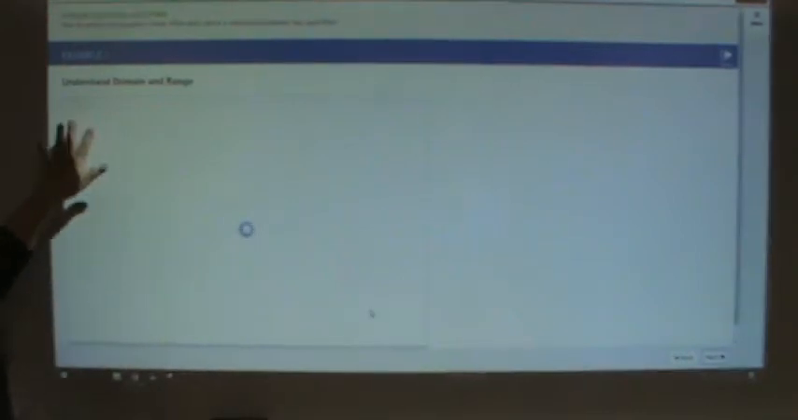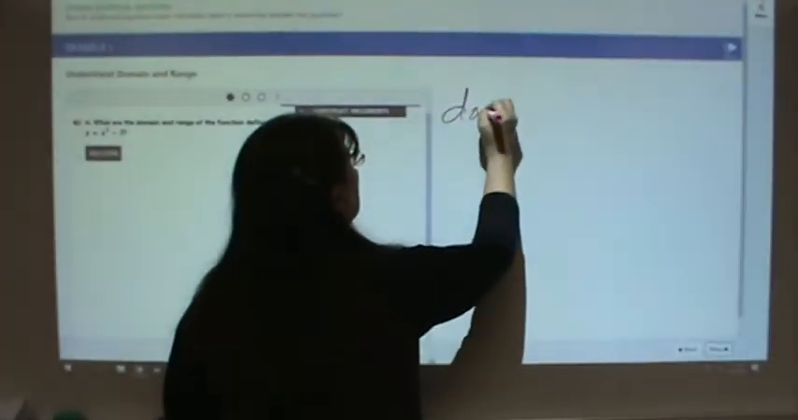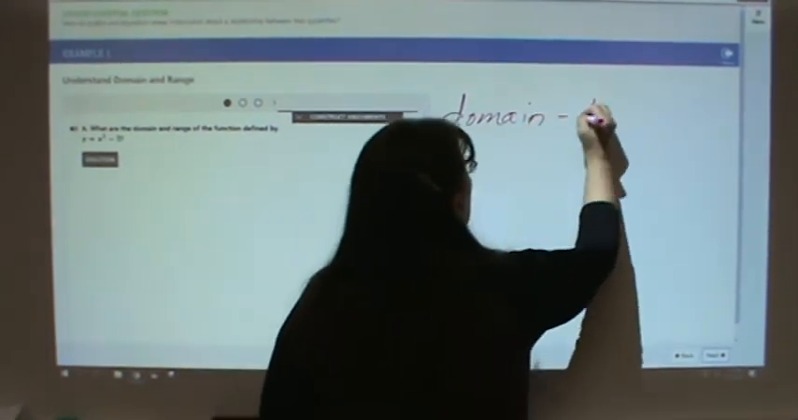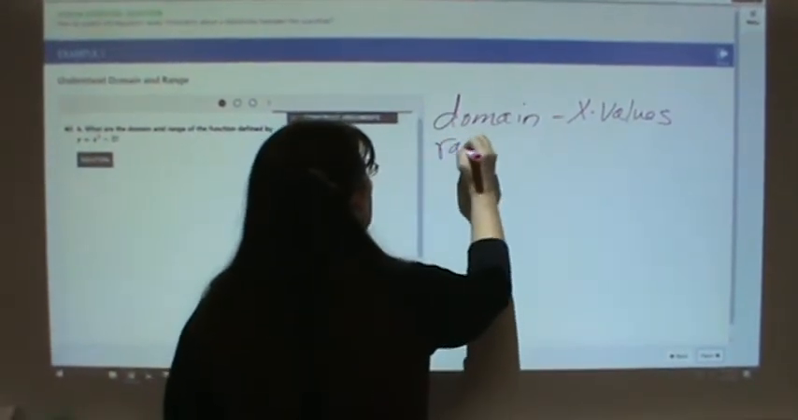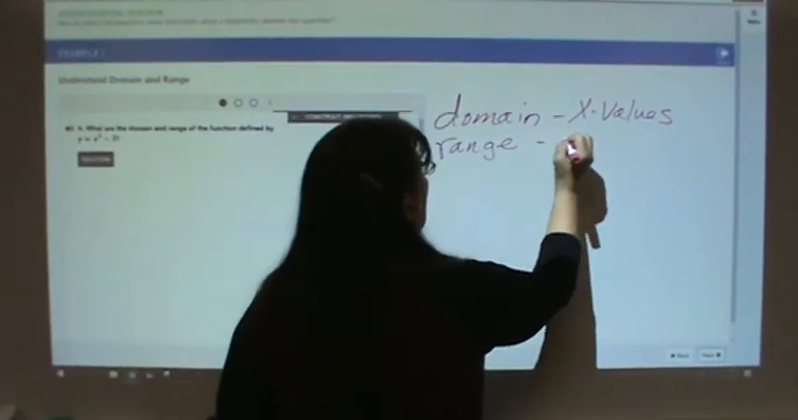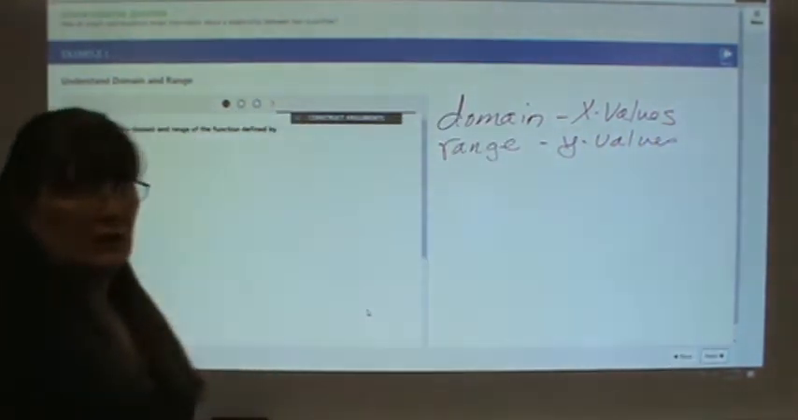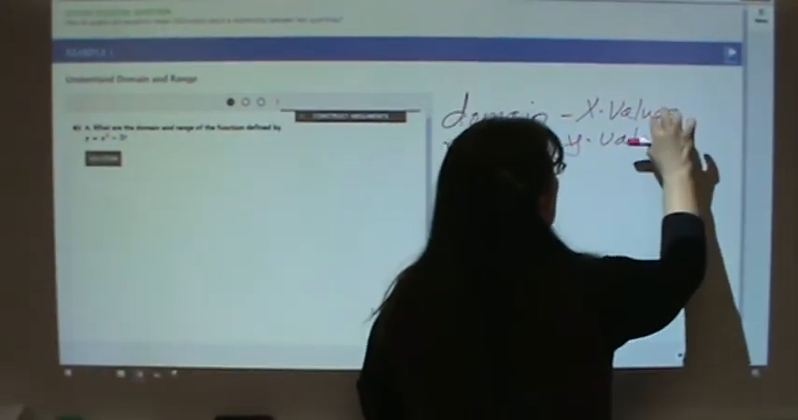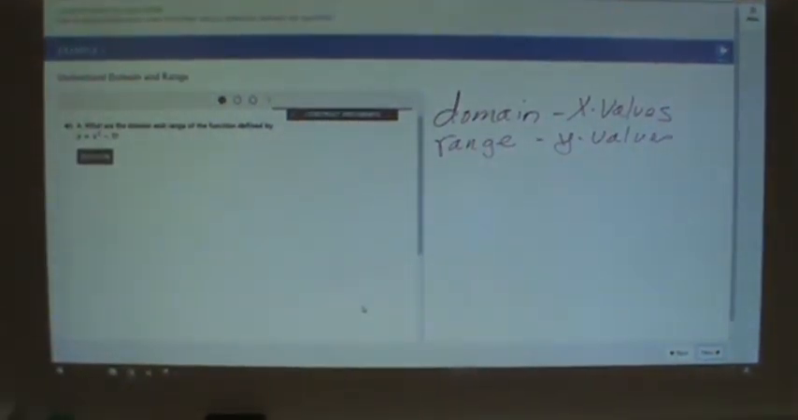All right, understanding the domain and the range. First up, domain. Domain is all of the x values. Range is all of the y values in a function. And this is a v, and that's a v, it's not a u. You'll get used to my writing eventually.